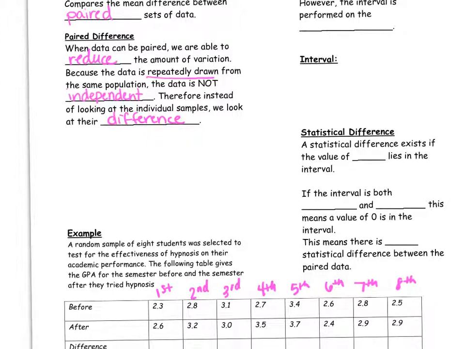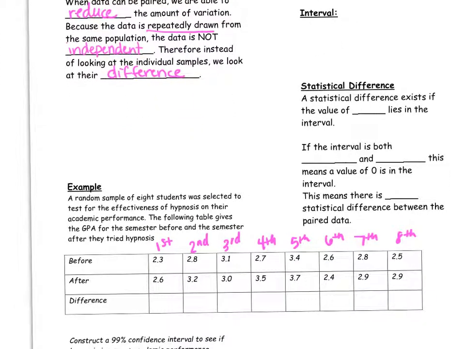And look at this example. A random sample of 8 students was selected to test for the effectiveness of hypnosis on their academic performance. The following table gives the GPA for the semester before and the semester after they tried hypnosis. So when I look at this data, you have a before and an after. I'm only interested in the difference column though. I'm only interested in this column down here. Does everybody understand that? How do I find the difference? What do I do? Subtract what? So let's subtract the before from the after. We're going to call the difference D. And D is equal to before minus after.